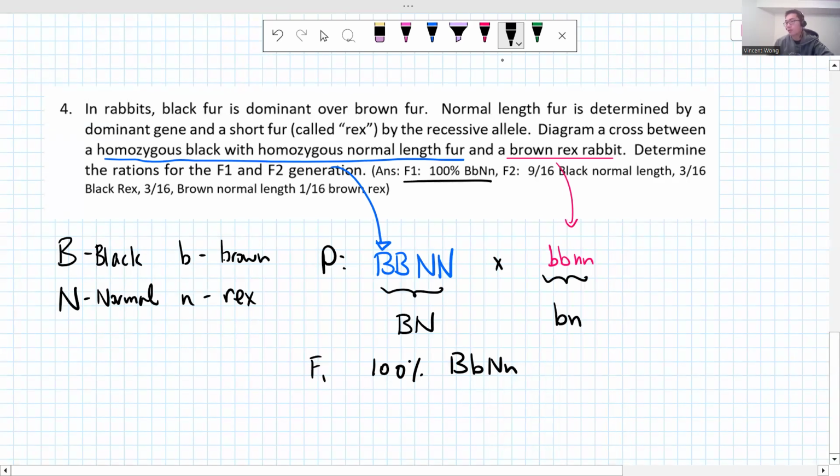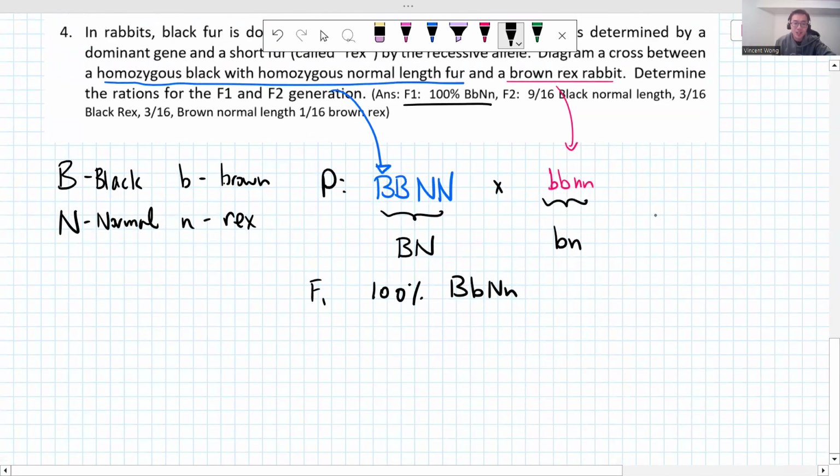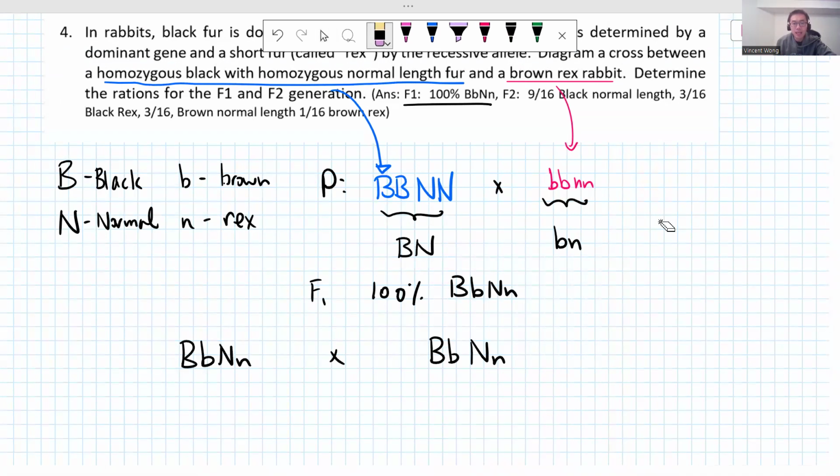Any questions so far? Can you do the F2? Can I do the F2? Yeah, I can. So now we take two of these bunnies from F1, and then we cross it with big B, small b, big N, small n. Okay, so you have to recognize this pattern.